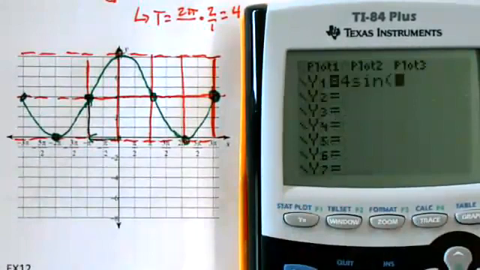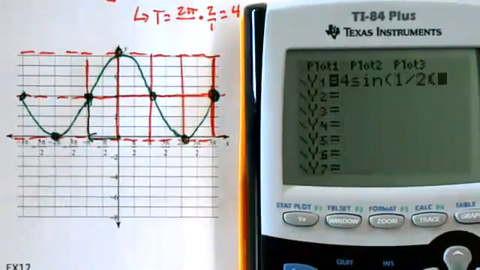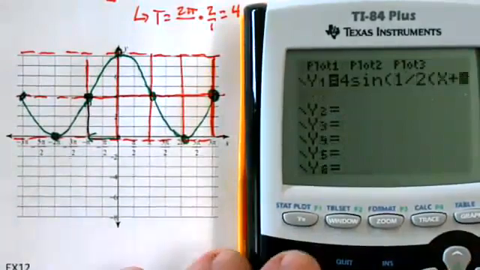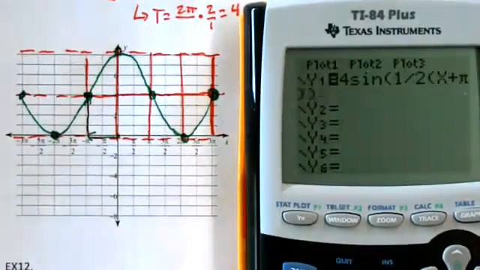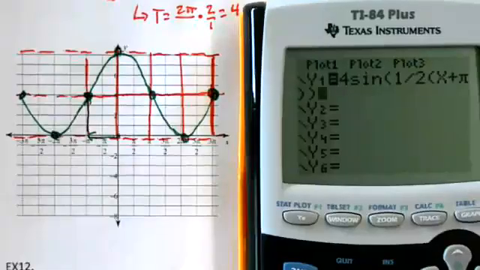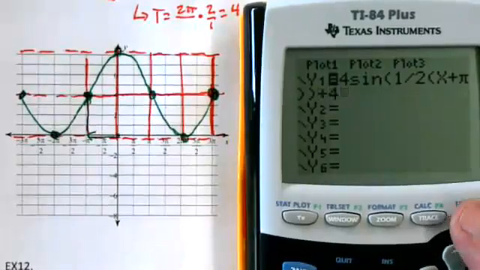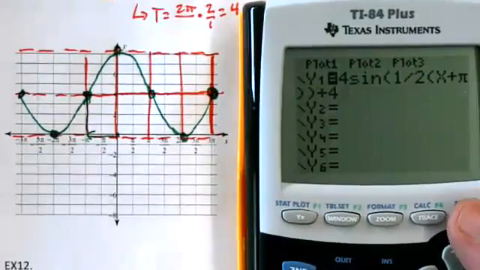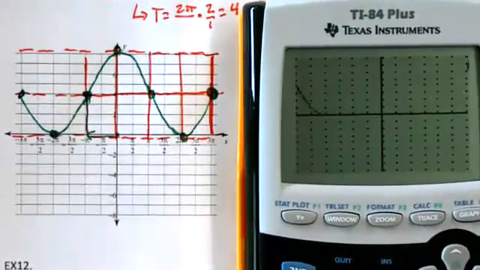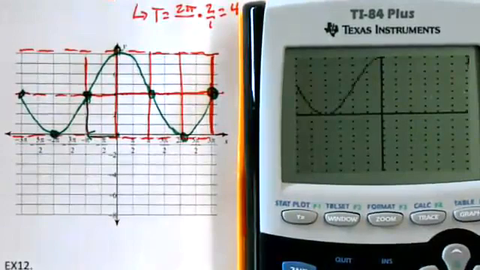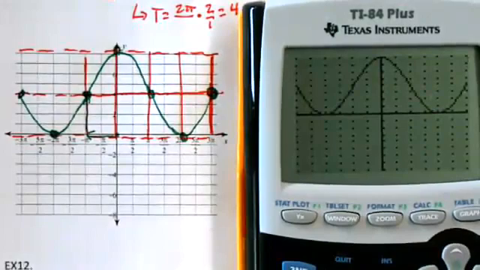4 sine 1/2 plus pi. Don't forget double parentheses after your pi. +4. Graph it. And that's all fine and good.